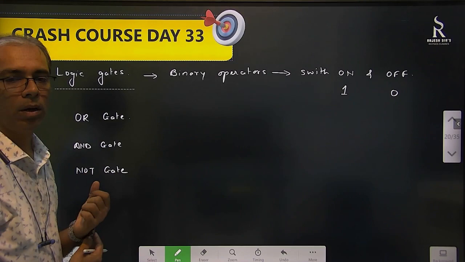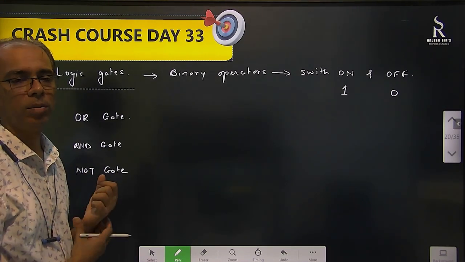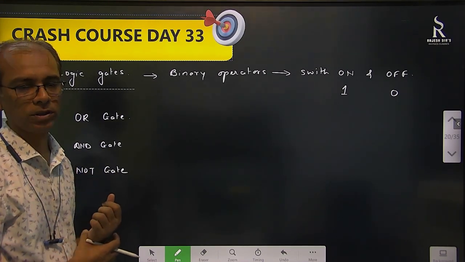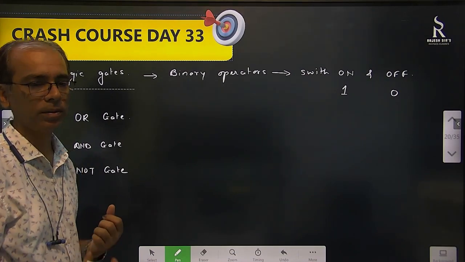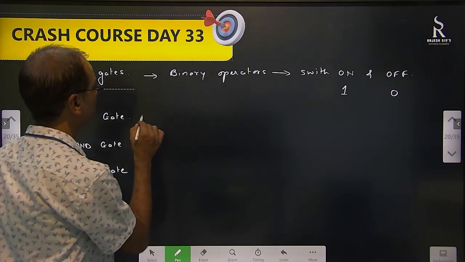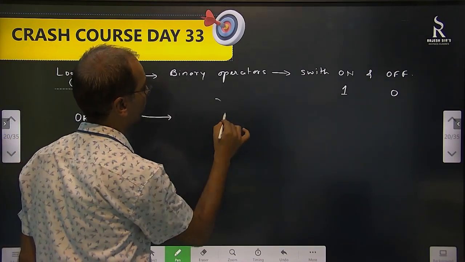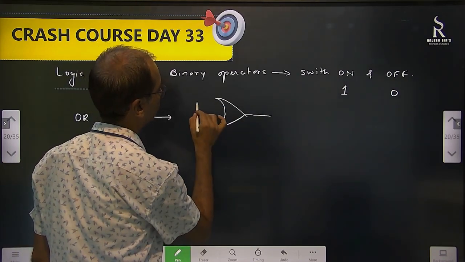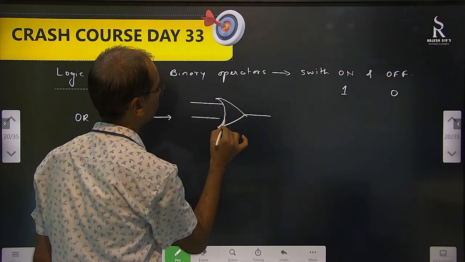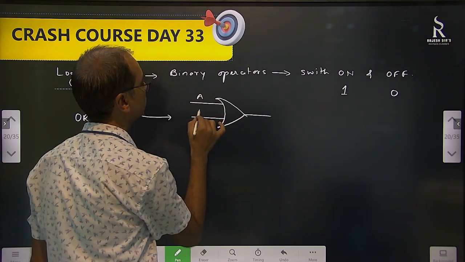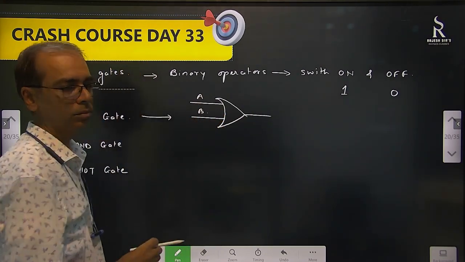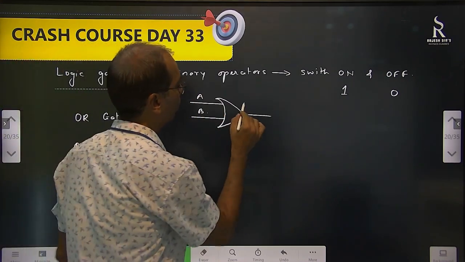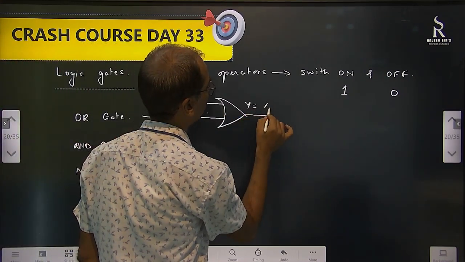Now, normally we show input from 2 points and we say that this is A and B. So this is how we show the OR gate. This is the input, this is the input. This input is A, this input is B, and the output is Y. This is what actually A plus B.